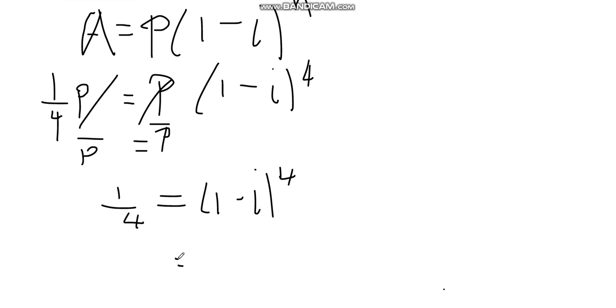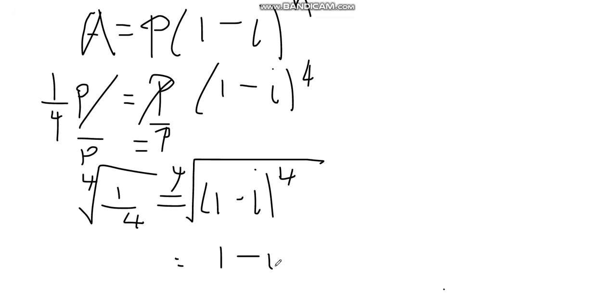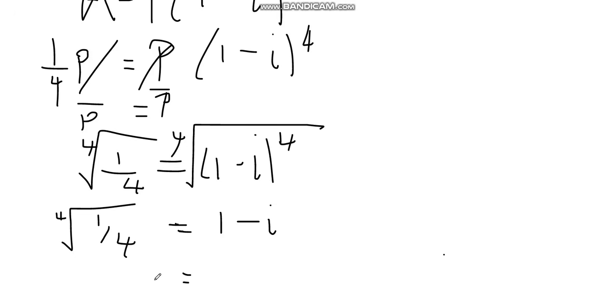And here you can put the fourth root. What you do on the left, you do on the right, so that here we have 1 - i, and on the other side we have the fourth root of 1/4. Then you take this one to the other side. Our i will be 1 minus the fourth root of 1/4.